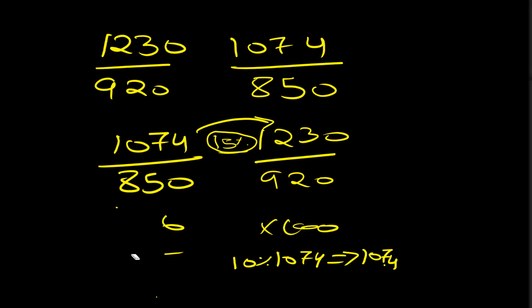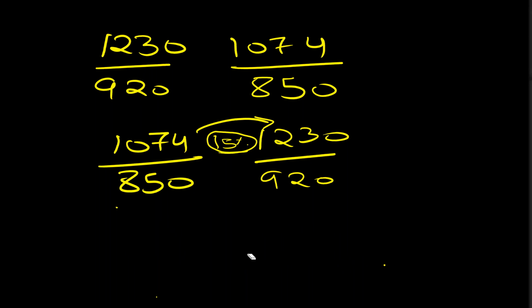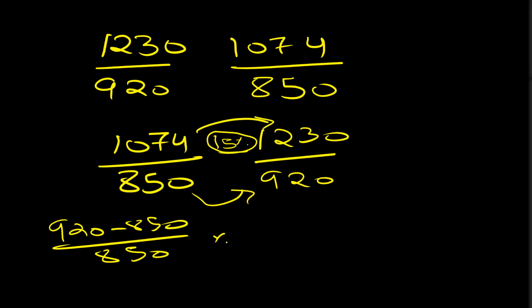The second thing is 852 to 920. Now I'm checking for 852, 920. So again, 920 minus 850 divided by 850 into 100. Yes, fine. So what is the difference here? The difference over here is 70, right?